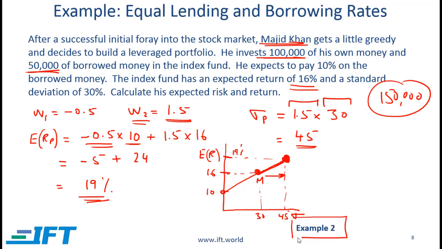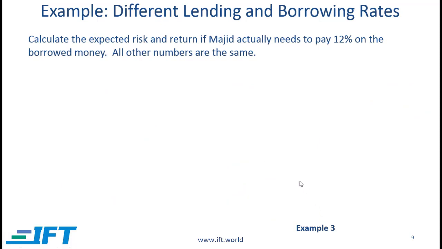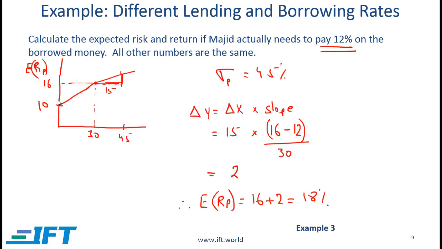Now I want you to do example 2 from the curriculum. Next, we look at a situation where the amount that needs to be paid on the borrowed amount isn't 10%, it is actually 12%. So try this before looking at the solution. The first thing you should do here is draw the picture.